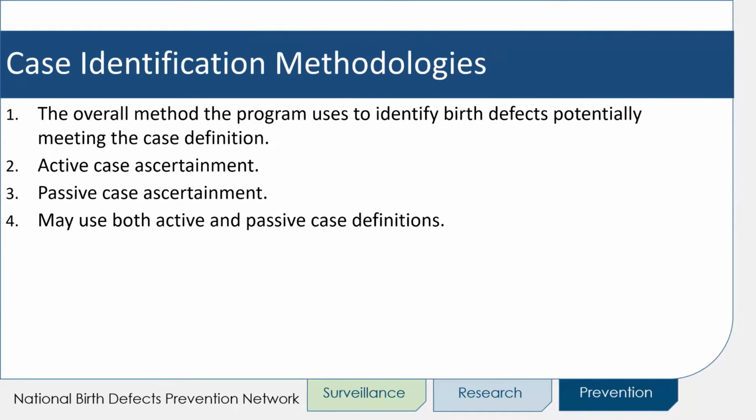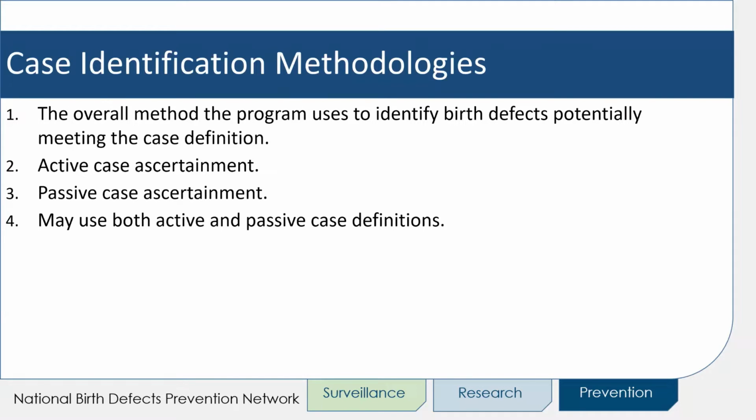And now let's discuss case identification methodologies. Case identification methodologies refers to the overall method that a program uses to identify birth defects, potentially meeting the case definition. In other words, it is the ascertainment method that the program uses to conduct birth defects surveillance.